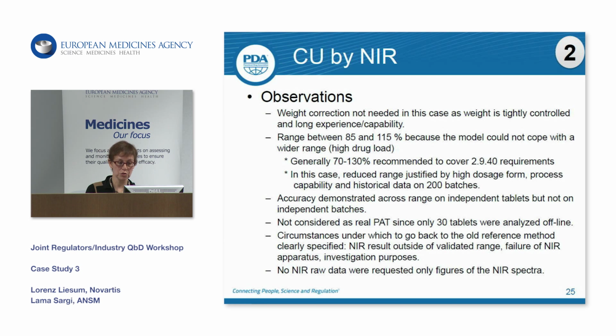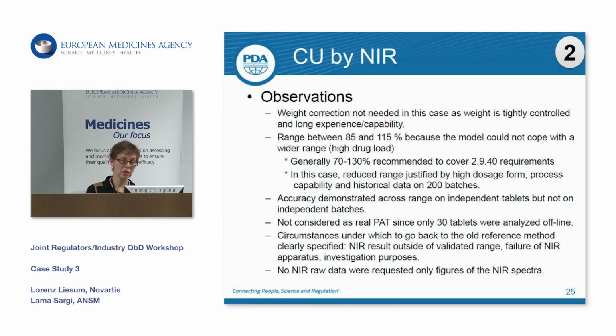We also accepted a reduced range for the NIR content uniformity, although in general the recommended range is 70–130% in order to cover the requirements of the European Pharmacopoeia monographs for content uniformity. In this case, we accepted a reduced range because we had data on about 200 commercial batches showing a very tight and uniform distribution of the drug substance. And also we took into consideration that this was a high dosage form and that a control by NIRS was introduced upstream for the blend step, as we will see later on.